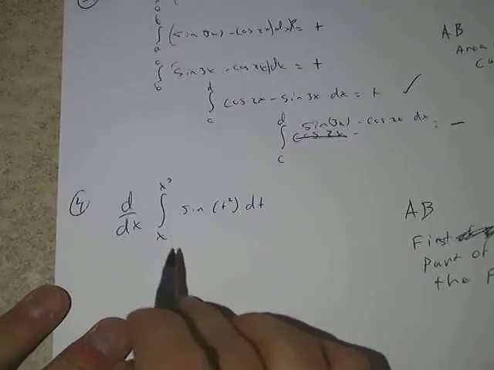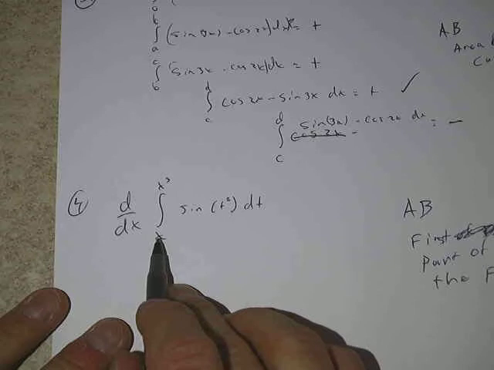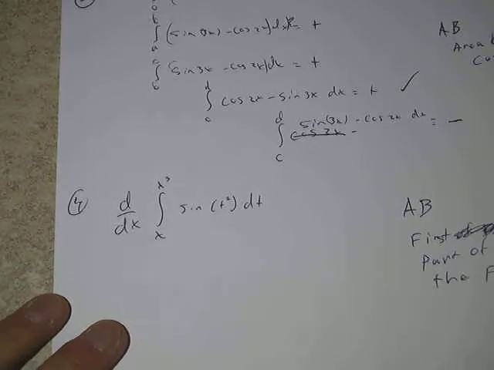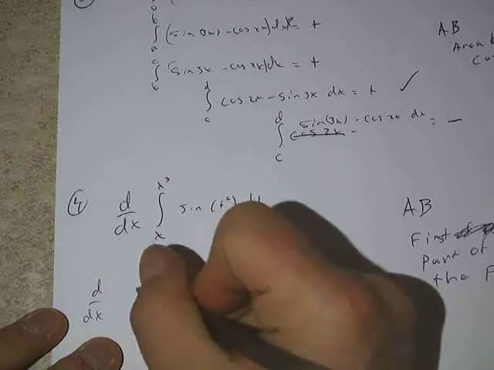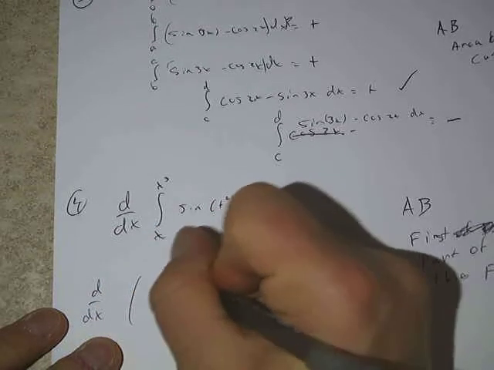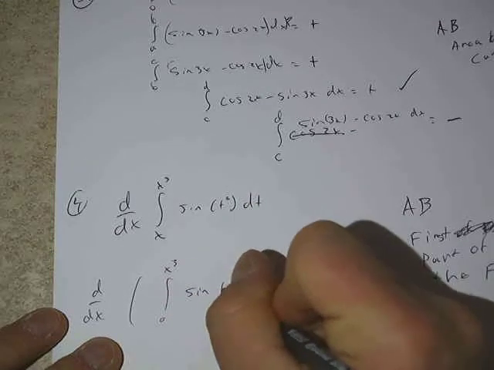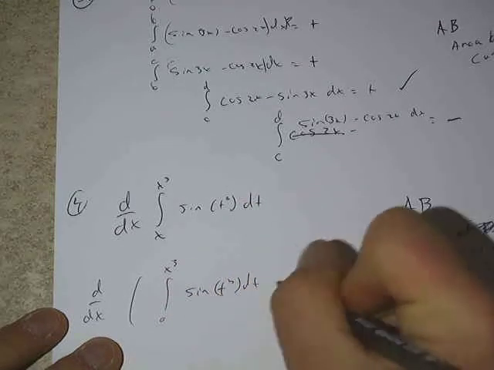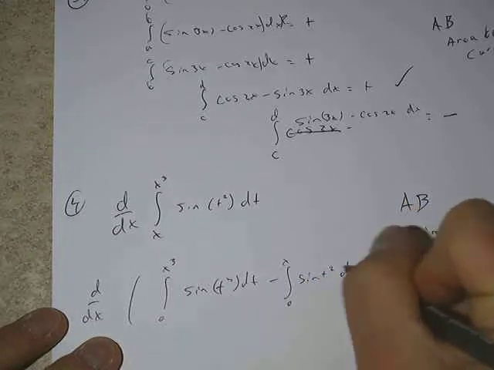And so the issue we have though with the fundamental theorem is that it uses the a here as our lower limit, and we have a variable lower limit and a variable upper limit. So if you remember, the way we remedy that is the following. We rewrite this into two integrals. We write from 0 to the furthest part, which would be x cubed in this case, sine t squared dt, minus from 0 to x of sine t squared dt.